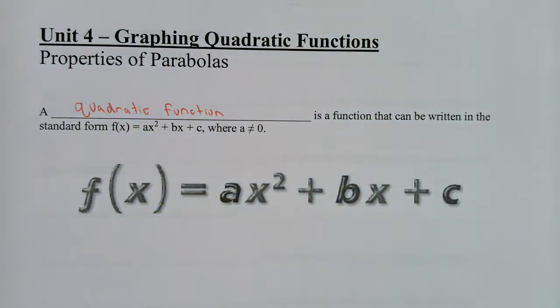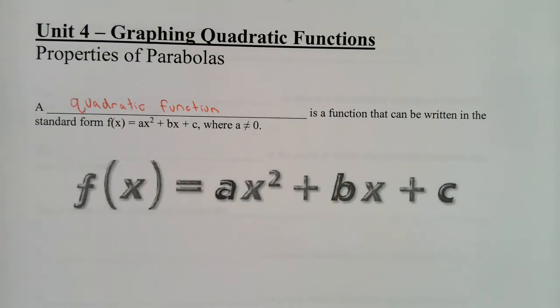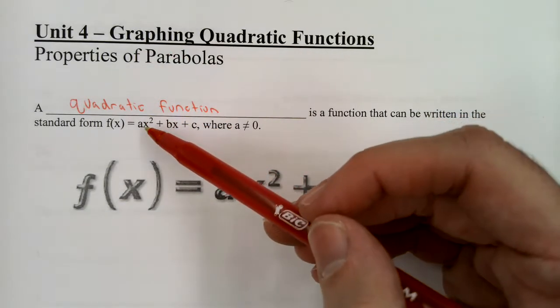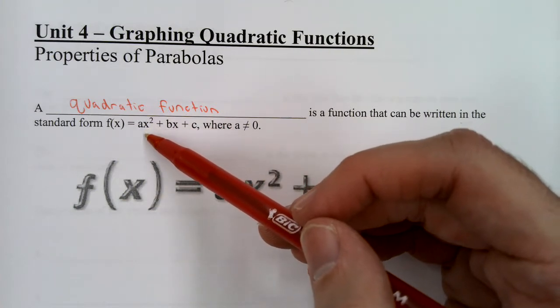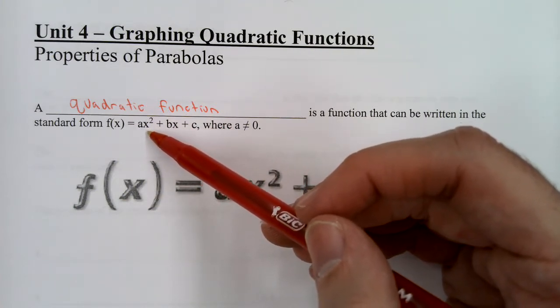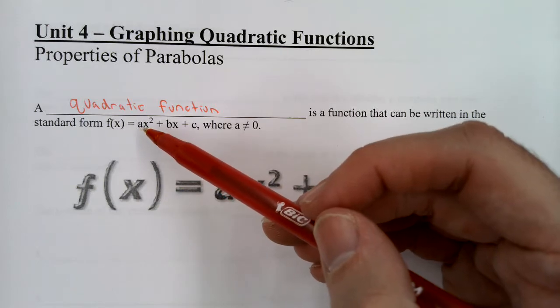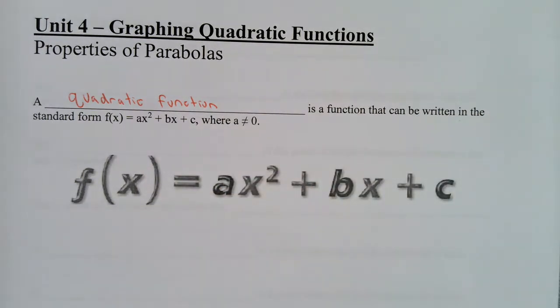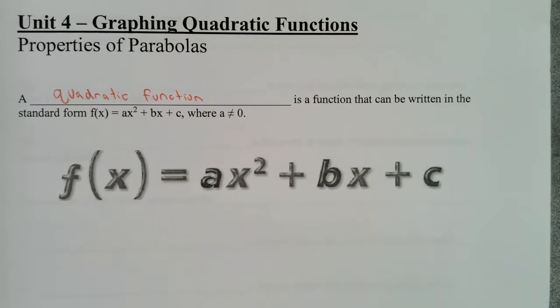A quadratic function is a function that can be written in the standard form f of x equals ax squared plus bx plus c, where a is not equal to 0. A cannot be 0 because if a is 0, then the x squared term is 0x squared, which is nothing. So it wouldn't be a degree 2. So it wouldn't be a quadratic. So that's why a cannot be 0. So this is the standard form, okay?